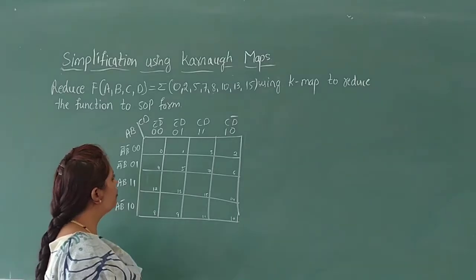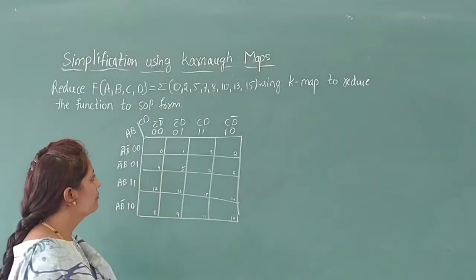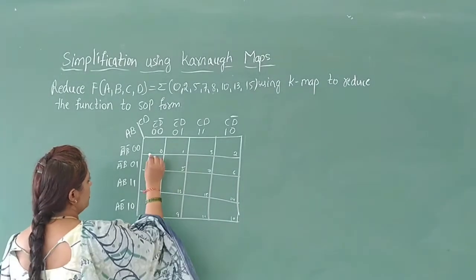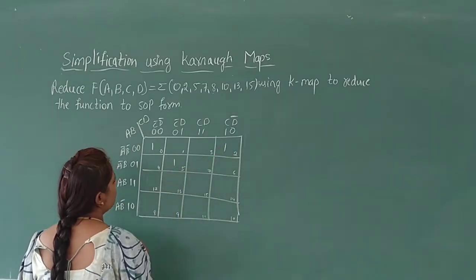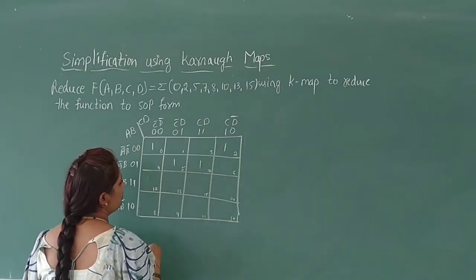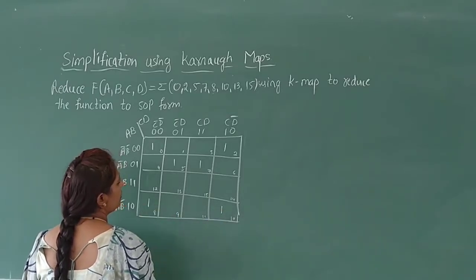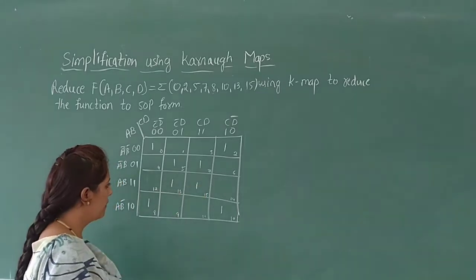And write the output value 1 for the given designation value to create a minterm values to write the SOP form: 0, 1, 2, 1, 5, 1, 7, 1, 8, 1, 10, 1, 13, 1, 15, 1.